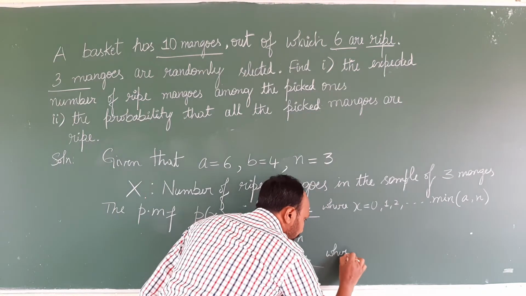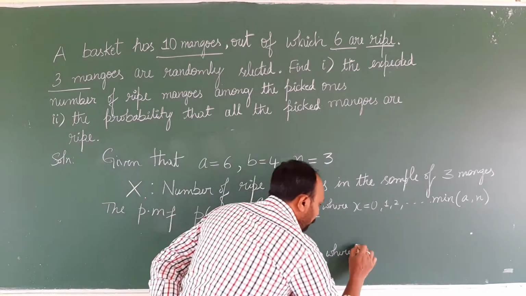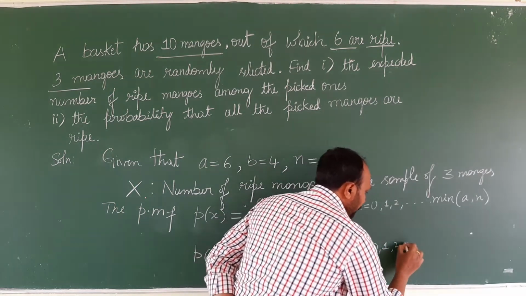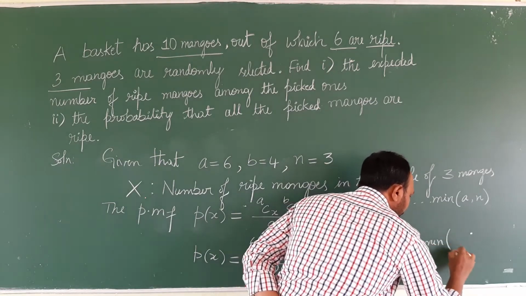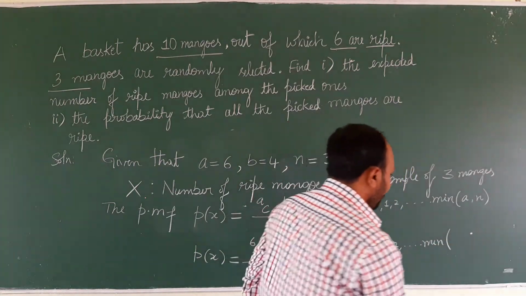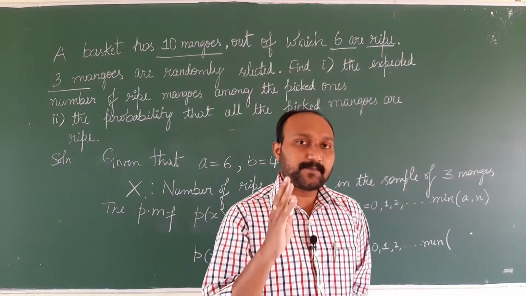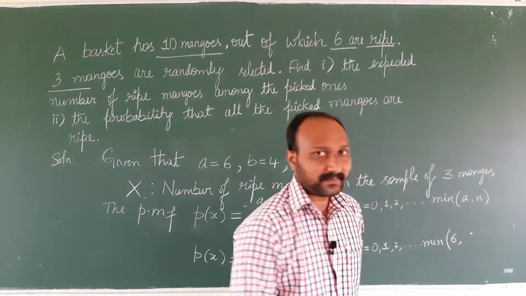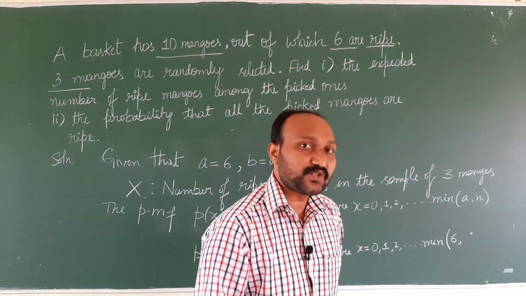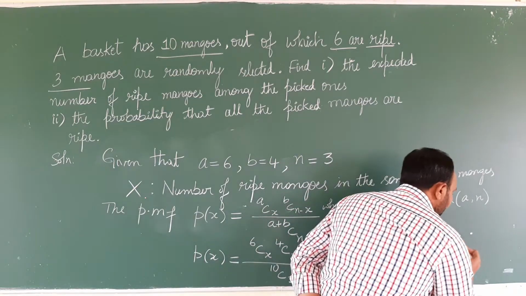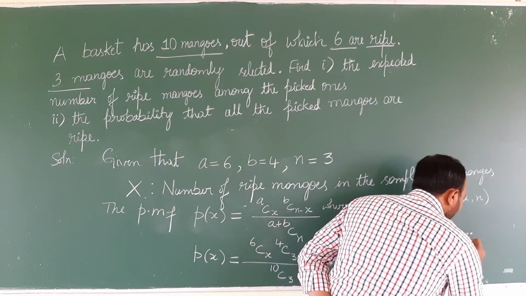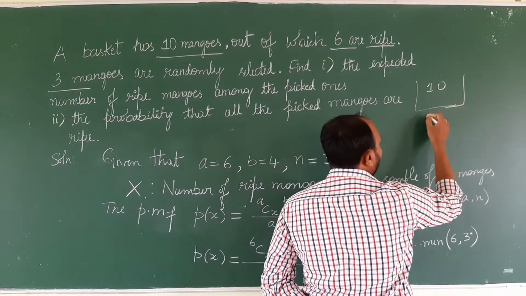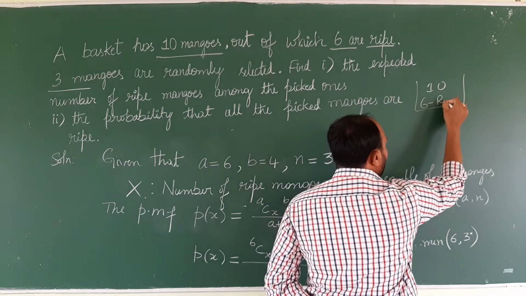Where x is equal to, it can take 1, 2, 3, from a minimum value. What is the minimum value x can have? It depends on the number of units possessing a particular characteristic in the population. There are 6 mangoes which are ripe, and the size of the sample is 3. So in a basket there are 10 mangoes, out of which only 6 mangoes are ripe.